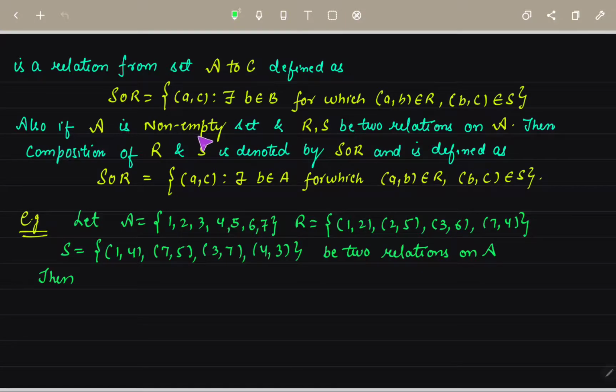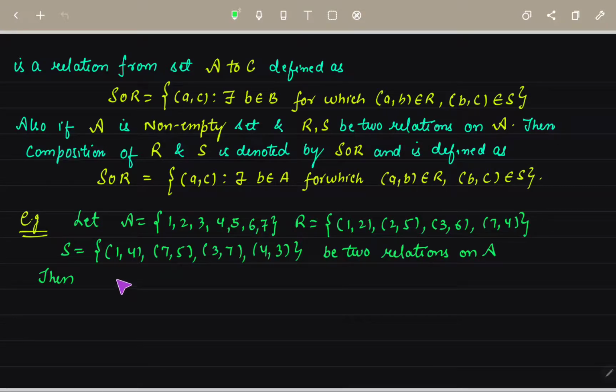Similarly, if the set A is a non-empty set and R and S are two relations on set A, then the composition of R and S is denoted by S composition R and is defined as S composition R equal to ordered pairs (a, c), such that there exists b in A for which (a, b) belongs to R and (b, c) belongs to S. So consider one example. I am going to find the S composition R and R composition S.